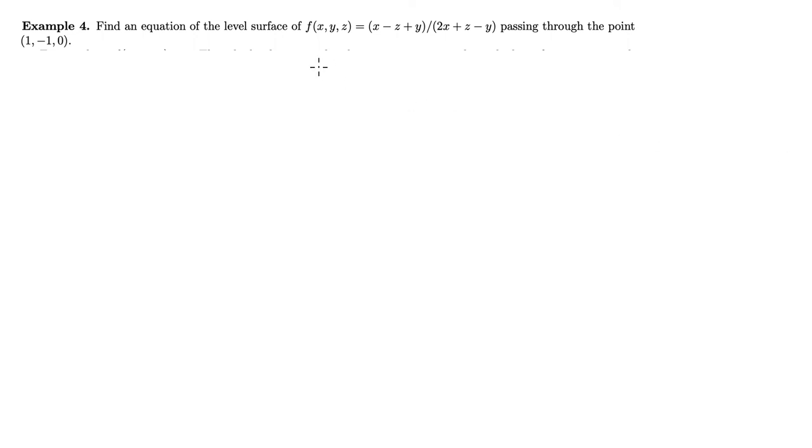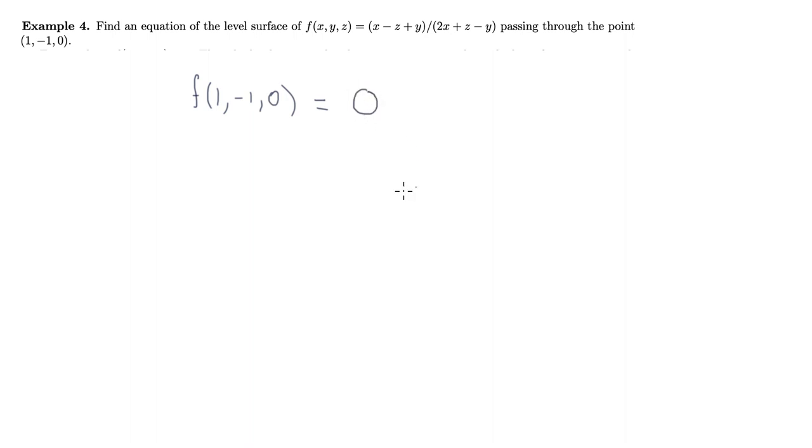All right, so we want to find an equation of the level surface passing through this point of this function here. And how are we going to find the equation of the level surface when we don't have the actual output value? Well, that's where we're just going to actually find it. So the output value we're interested in is f of 1, negative 1, 0. So let's plug in 1, negative 1, and 0. So we're going to get 1 minus 0 plus negative 1, that's 0, over 2 plus 0 minus negative 1, so 3. So that's going to be 0.